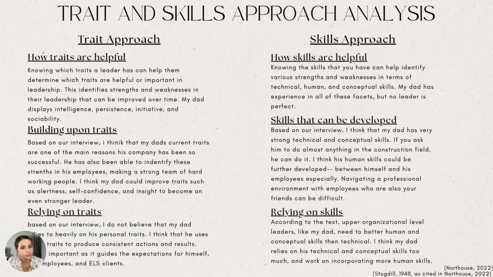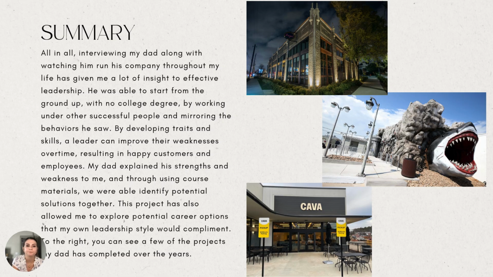And that brings us to relying on those skills. According to the text, upper organizational level leaders, like my dad, need better human and conceptual skills than technical. I think my dad relies too heavily on his technical and conceptual skills, and we could work on incorporating more human skills into his leadership style.